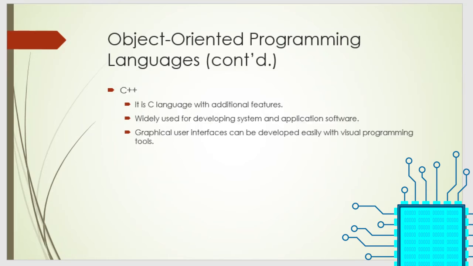The next one is C++. It is the C language with additional features, widely used for developing system and application software. Graphical user interfaces can be developed easily with visual programming tools. So Visual C++ helps build graphical interfaces.